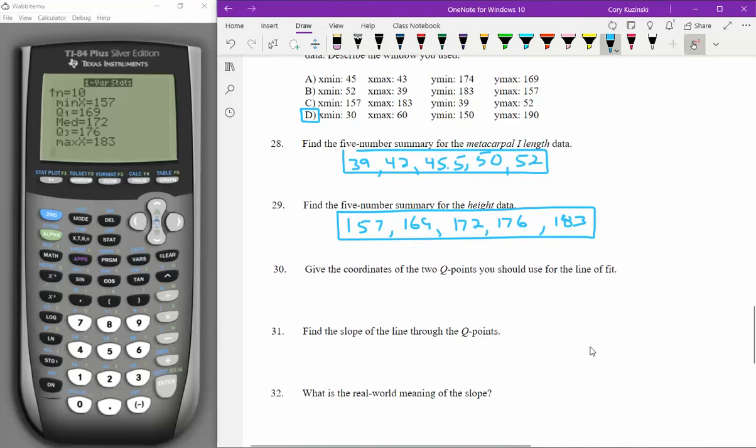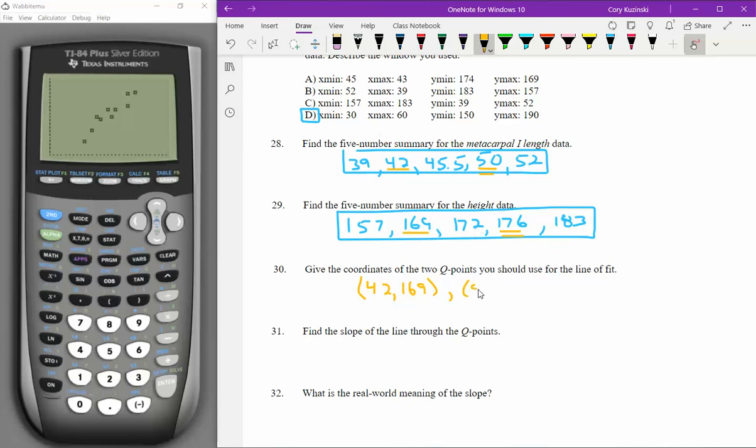Coordinates of the Q points. All right, so the Q points, since this is a graph that's, as X is increasing, Y is increasing, we'll use Q1 of X and Q1 of Y. So that's 42, 169. And then we'll use Q3 of X and Q3 of Y, 50, 176. Those are our 2 Q points.